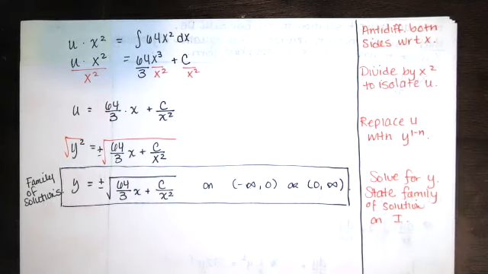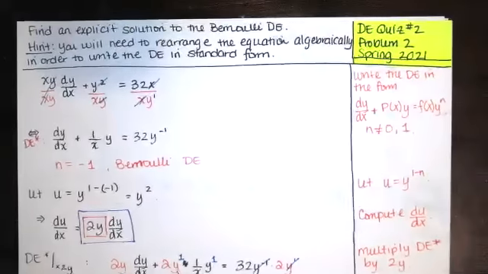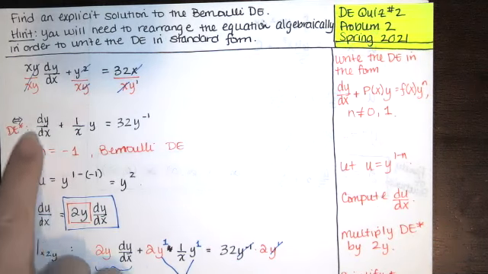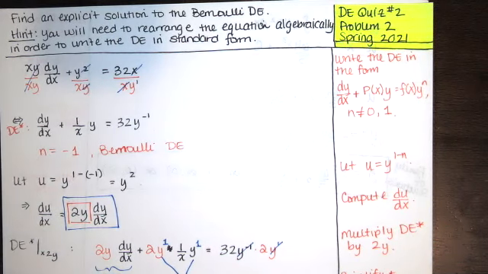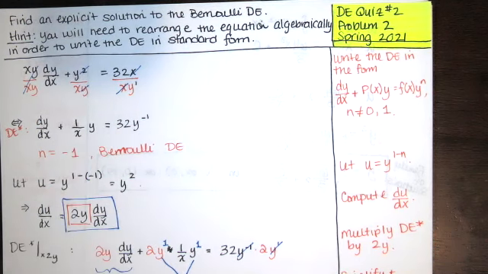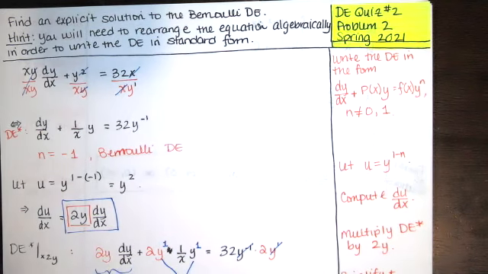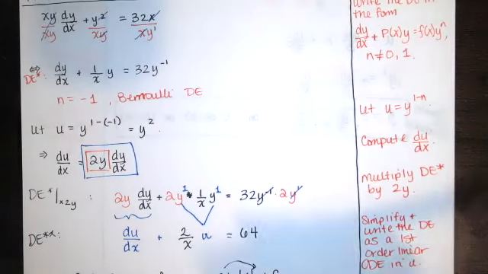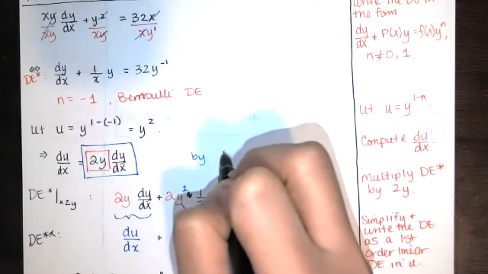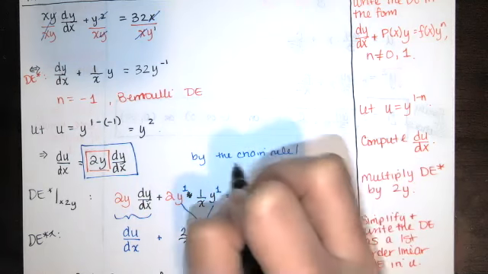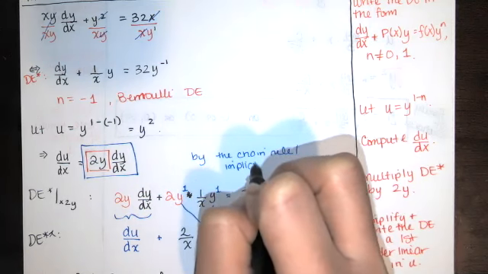Okay, so that's how we solve a Bernoulli equation, guys. Just as a quick review, we write the differential equation in standard form by just getting that coefficient of dy/dx as 1, and then writing this as dy/dx plus a function of x times y equals a function of x times y to the n, where n is not equal to 0 or 1. Then we let u equal y to the 1 minus n. We compute the derivative of u by the chain rule or implicit differentiation if you prefer. But implicit differentiation is just the chain rule, really.